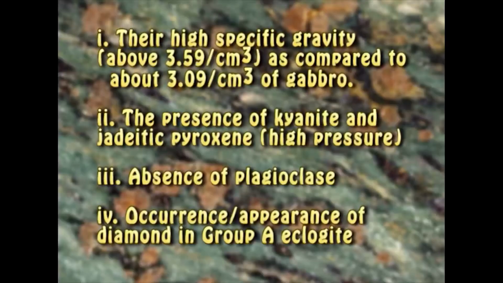The evidence of formation of eclogites at very high pressure is shown by, first, their high specific gravity, above 3.59 gram per cubic centimeter as compared to about 3.09 gram per cubic centimeter for gabbro. Second, the presence of kyanite and jadeite pyroxenes, which are usually present at very high pressure. Third, absence of plagioclase. Fourth, the occurrence of diamond in group A eclogites.